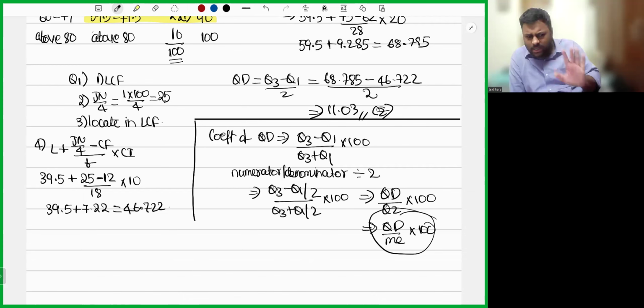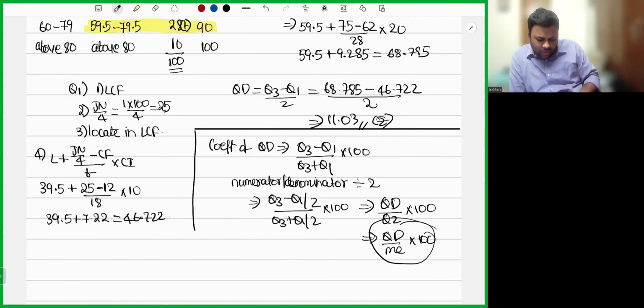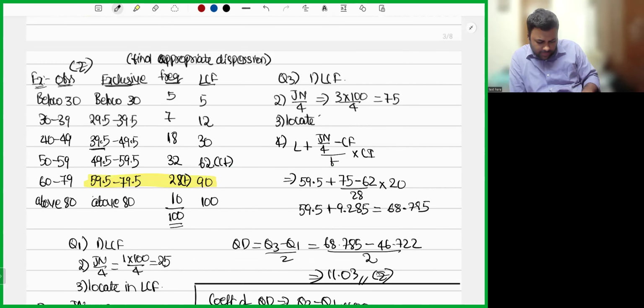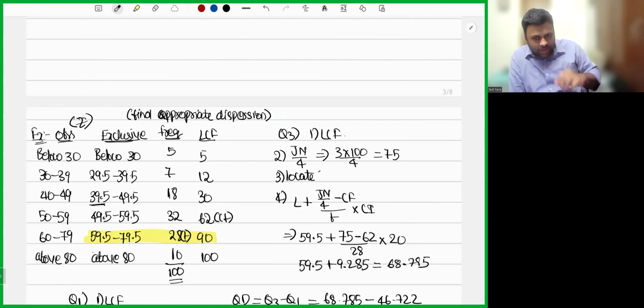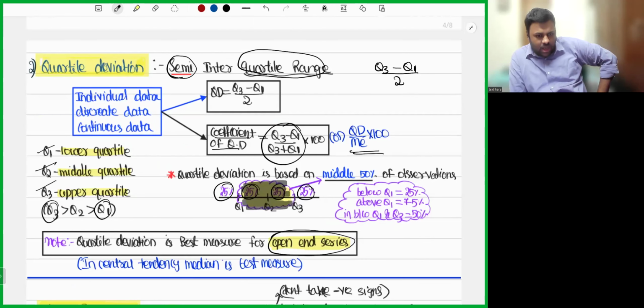Okay. So I hope the points are clear. Quartile deviation. Where is it? It's here. So semi-interquartile range is called quartile deviation. Let it be individual, discrete or continuous, the formula will remain the same. For quartile deviation, Q3 minus Q1 by 2. For coefficient of quartile deviation, Q3 minus Q1 by Q3 plus Q1 into 100. Next, I told you quartile deviation is based on the middle 50% of the observations. Next, Q1, Q2, Q3. Q1 is lower, Q3 is upper, and Q2 is the middle quartile.